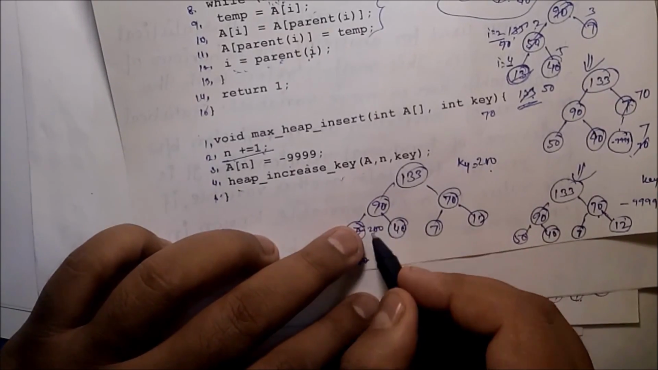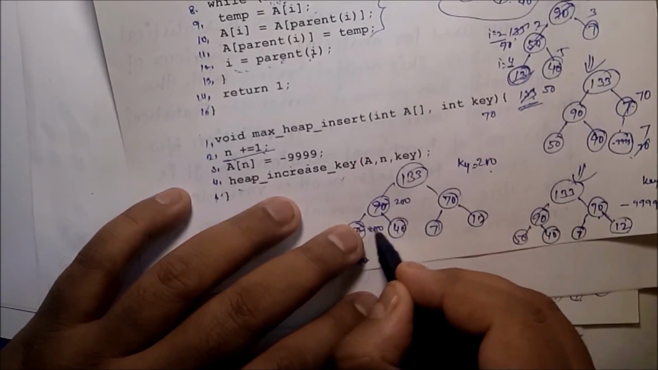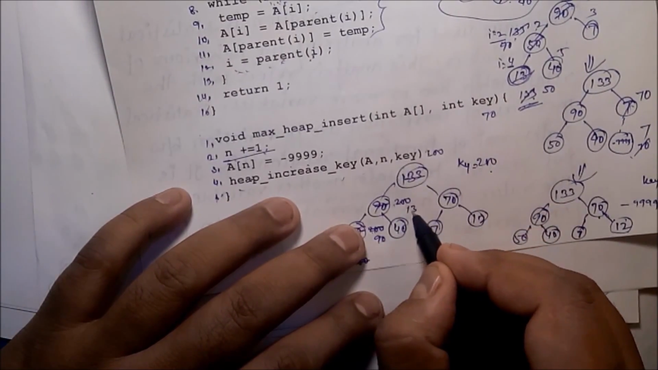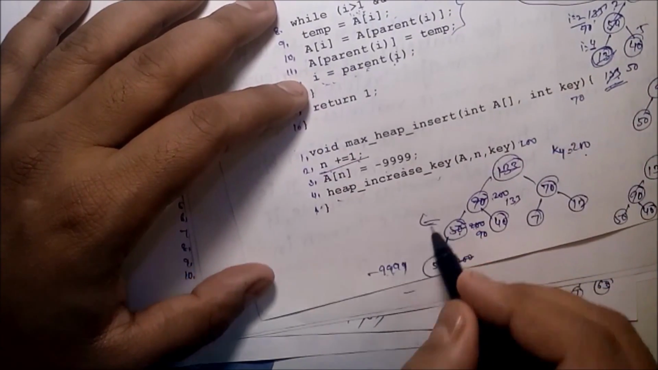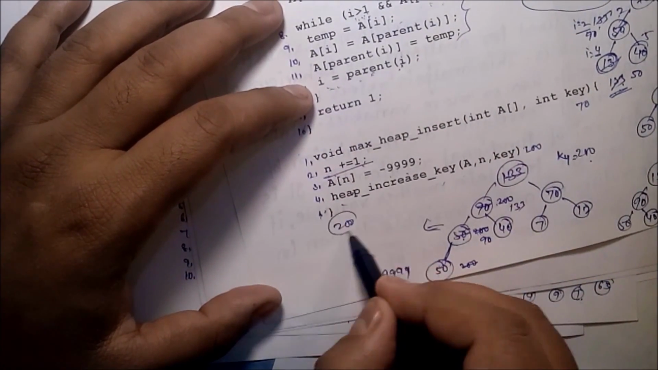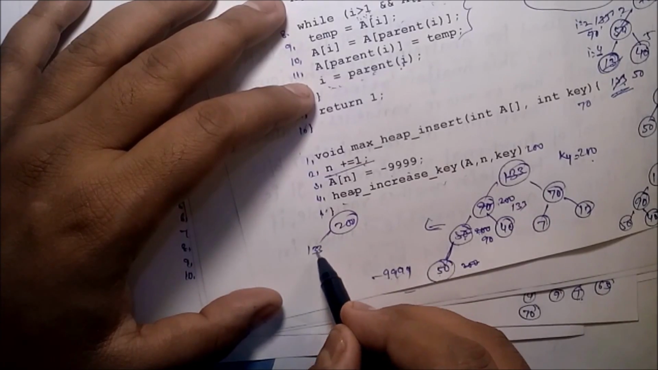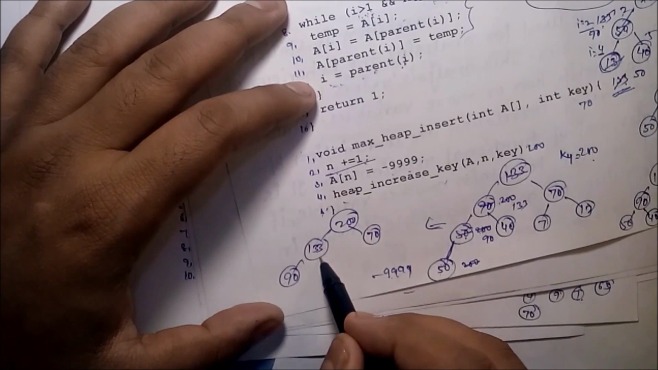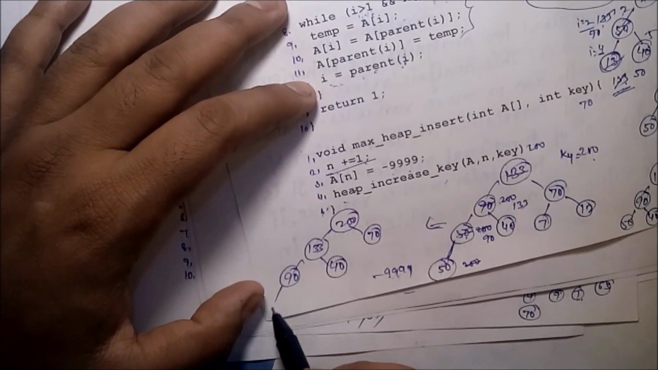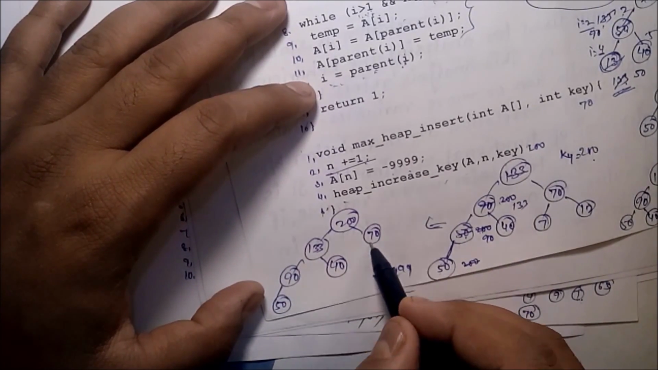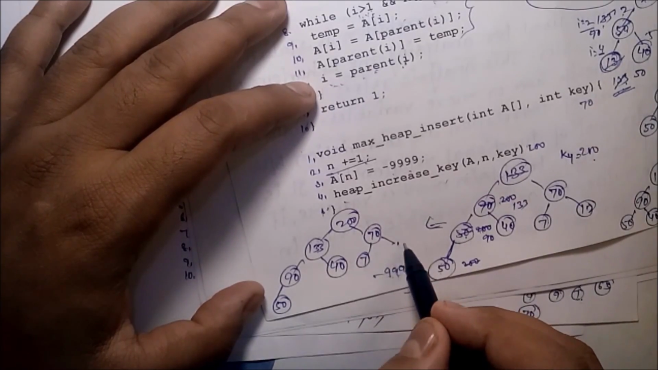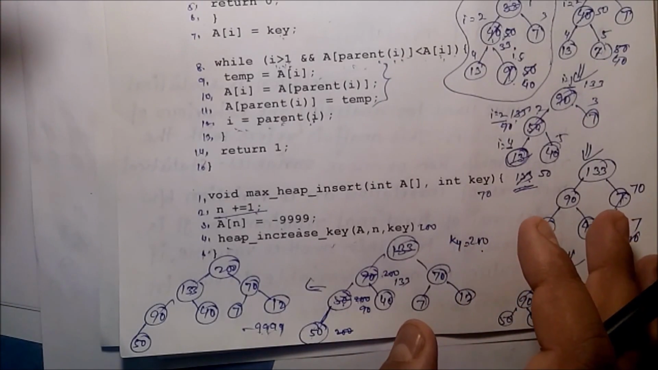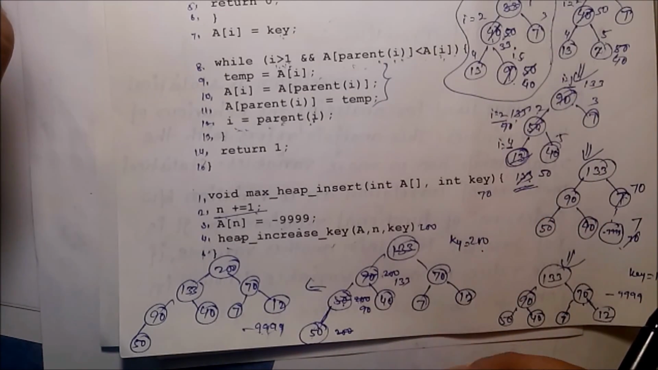Then once again compare these two. So now it is 200, it is 90. Then compare these two. So now it is 200 and it is 133. So after this operation, 200 will be the root. Then 133 will be the left child, 70 will be the right child, 90 will be the left child, 40 will be the right child, 50 will be the left child. 7 is the left child of 70 and it is 12. So in this way we can insert data into the max heap tree.